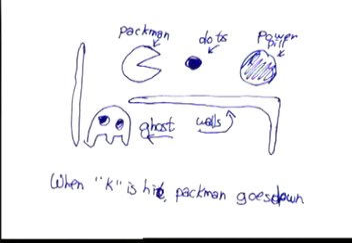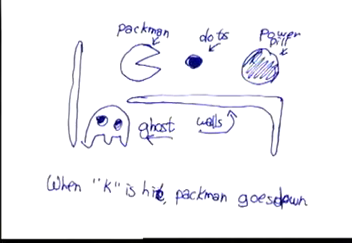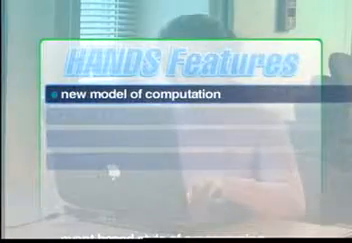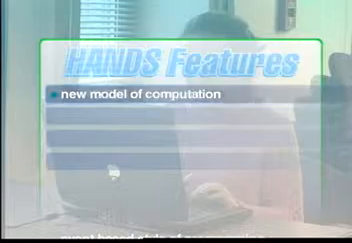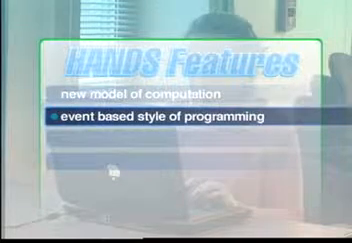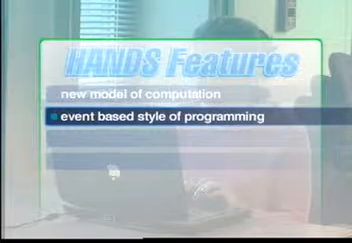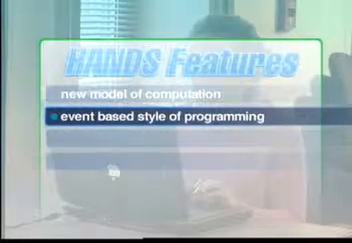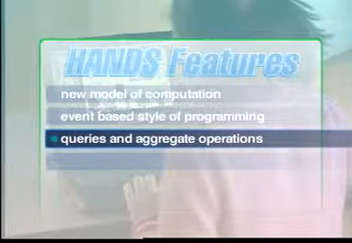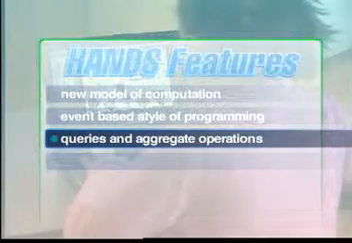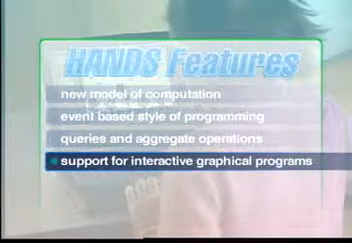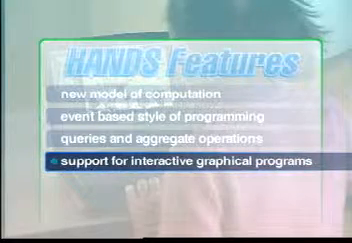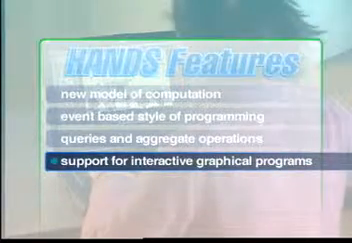By matching these natural tendencies, Hands reduces the distance between a programmer's ideas and the implementation of those ideas in program code. Hands features a new model of computation that enables people to think about their programs in familiar, concrete terms. The program is organized as a series of event handlers, because this style most closely matches the solutions people wrote in our studies. The system provides queries and aggregate operations, enabling many common actions to be expressed simply and naturally. And the system provides high-level support for creating the kinds of interactive graphical programs children are mainly interested in.